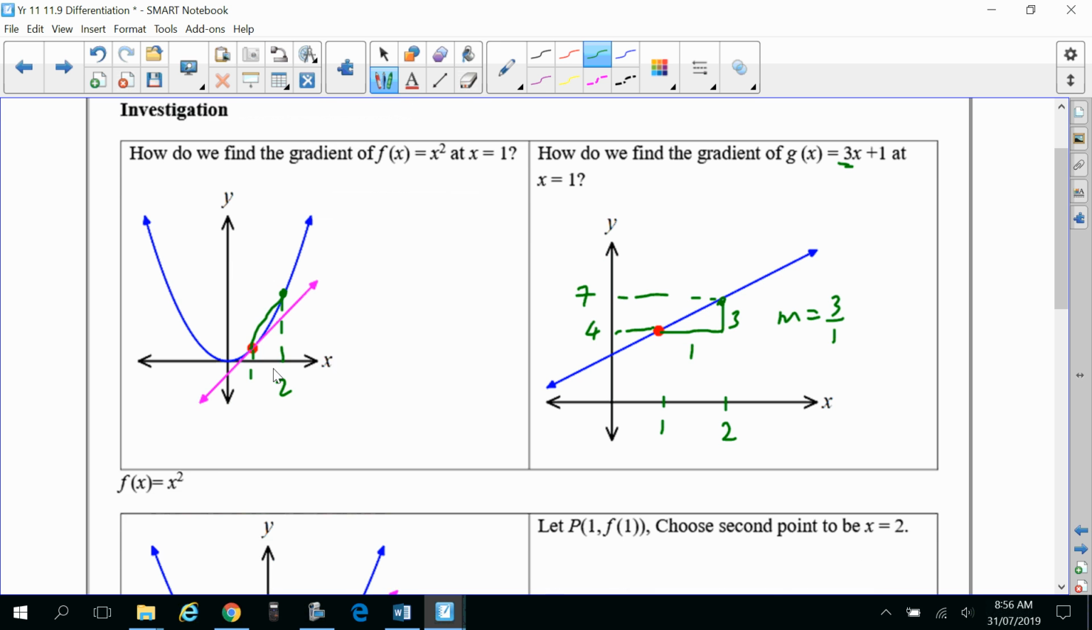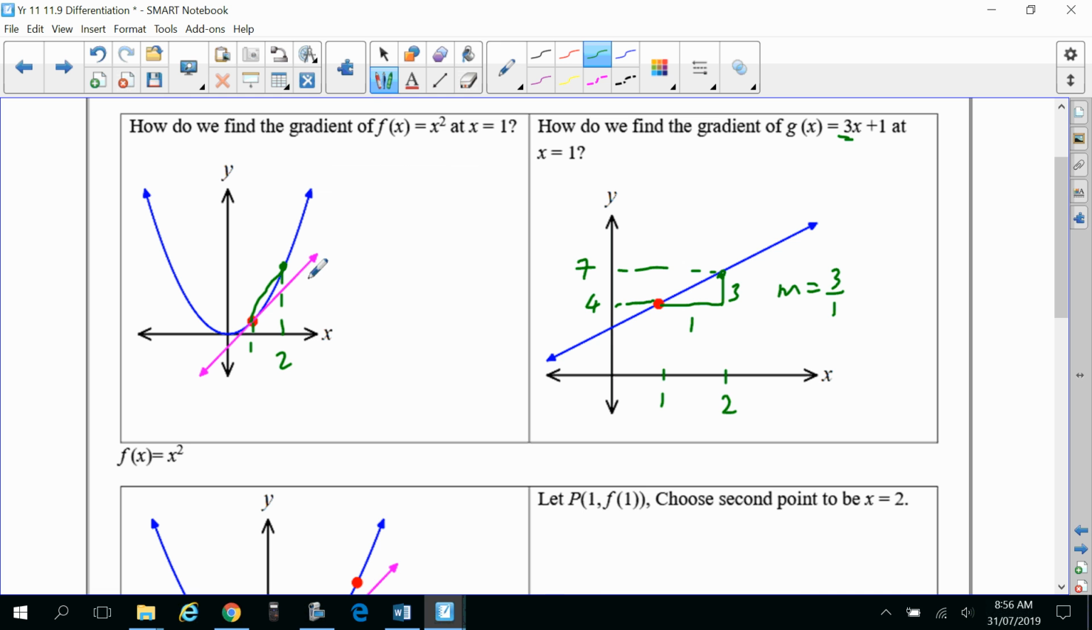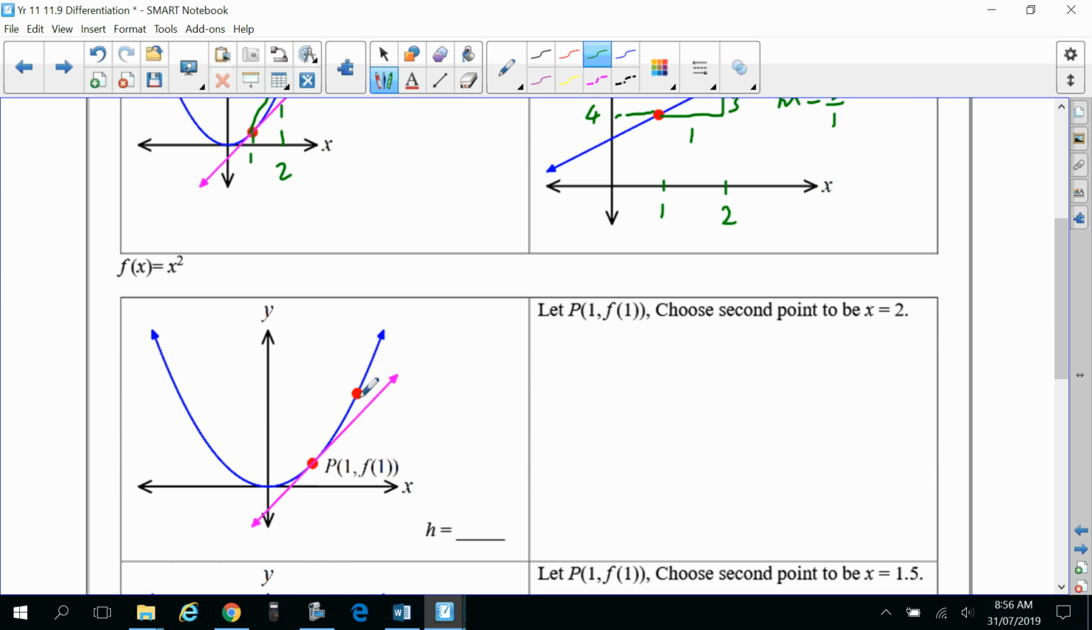Okay, well, but at least it will give us an approximation to the gradient of the tangent. As you can see in the following, let's say we choose 2. So this is (2, f(2)), right? We substitute 2 to get the y value. Remember, f(x) is x squared. So let's see my working out. The gradient of PQ, call that Q, the gradient of PQ will be the y value minus, yeah, like that.